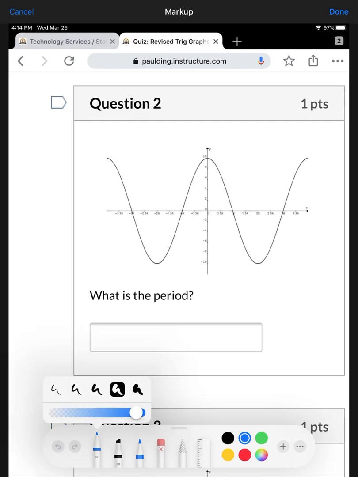So the period is how far one cycle stretches. So I'm going to trace. All right, that's one cycle of cosine. And if I take that off, this would be like one cycle of sine. Same period for both, whether it's sine or cosine.